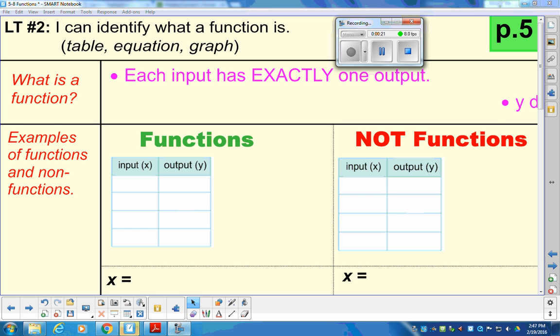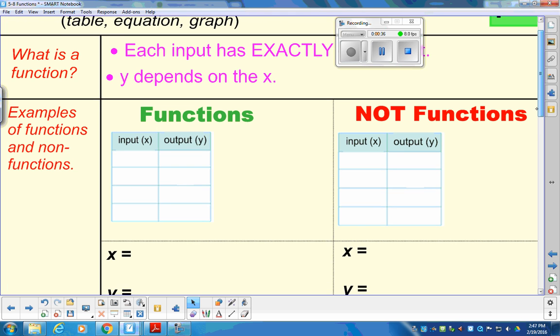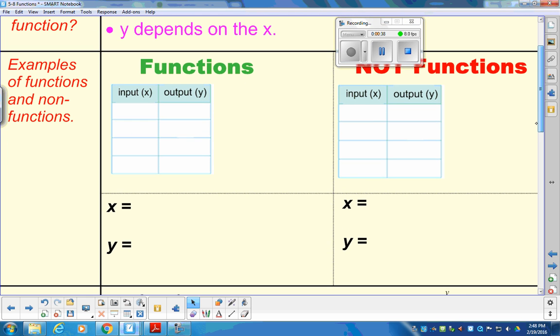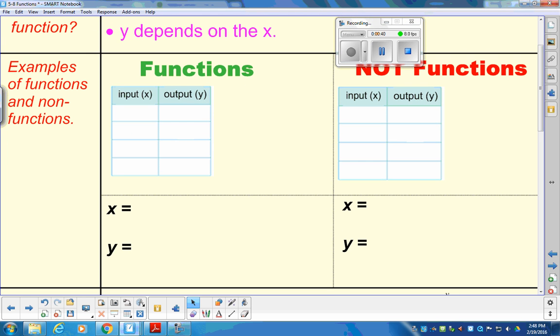So one-to-one relationship. One thing goes into the function, only one answer can come out of the function. And then the idea that y depends on x. So we're going to use that when we talk equation work and some words related to it. So let's start with examples of things that are functions and examples of things that are not via table.